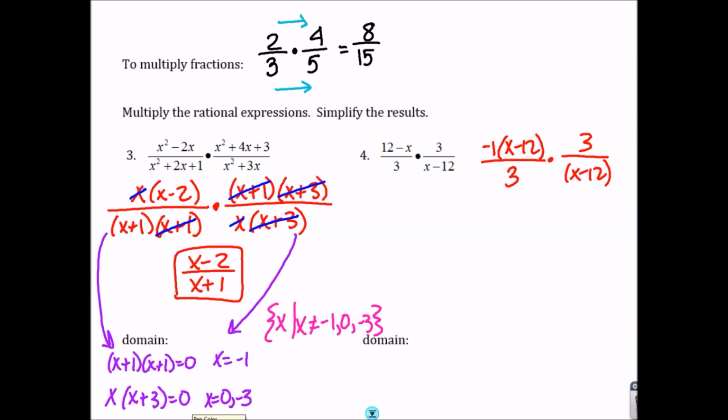So then we can cancel our like factors. The 3's cancel because one's in the numerator and one's in the denominator. And the x minus 12's also cancel because one is in the numerator and one is in the denominator. So all we're left with is -1.